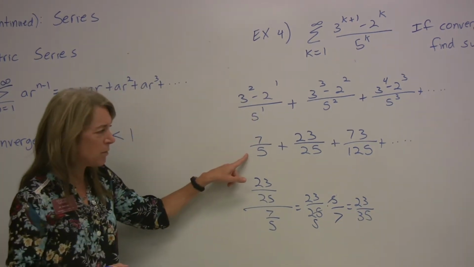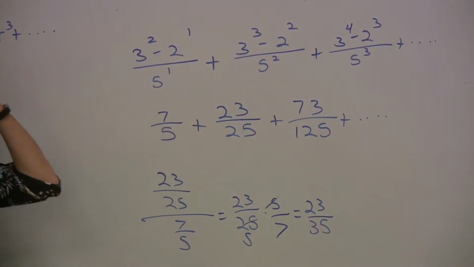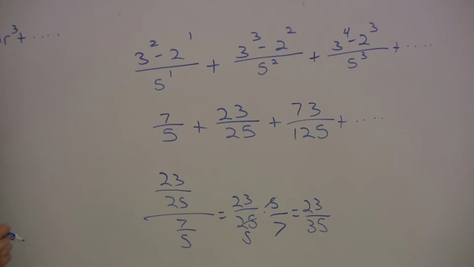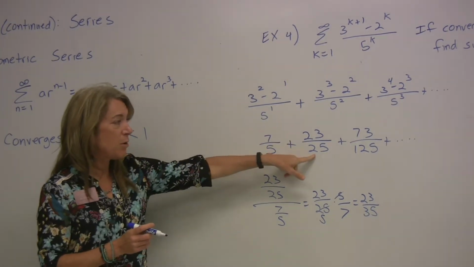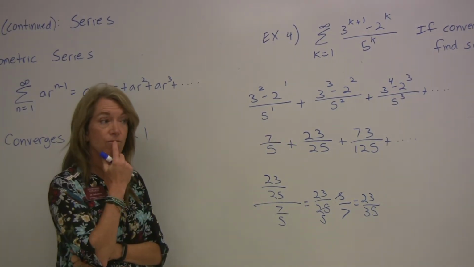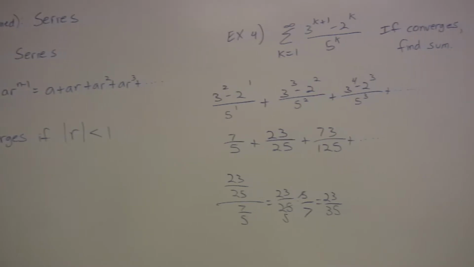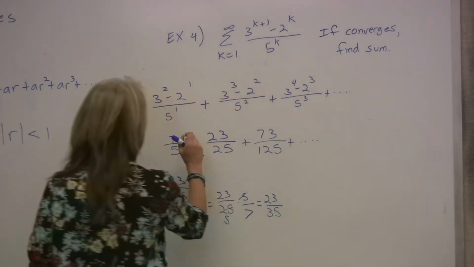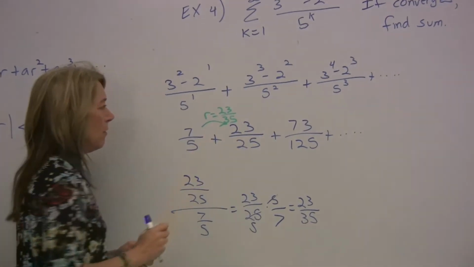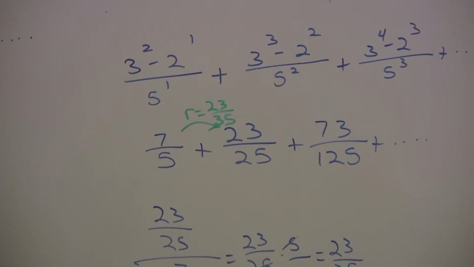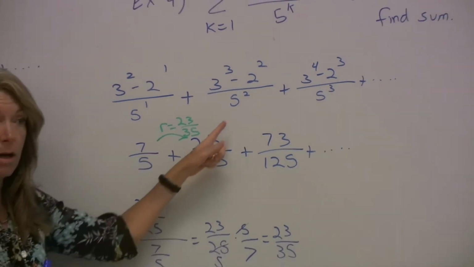If I multiply this by 23 over 35, I'm gonna get this. You can check it if you need to. It will work though, I promise. What do you think is gonna happen if I multiply this by 23 over 35? So to get from here to here, R equals 23 over 35. So if this is geometric, what's going to happen if I multiply this by 23 over 35? Should get 73 over 125. I should get that.